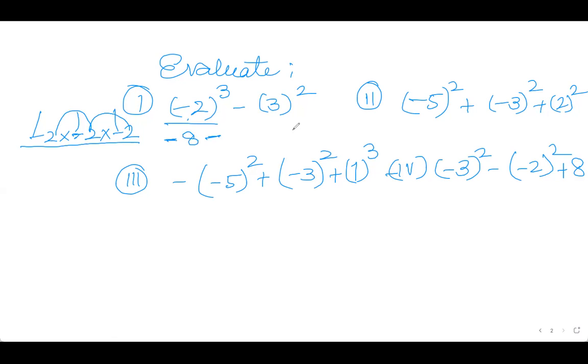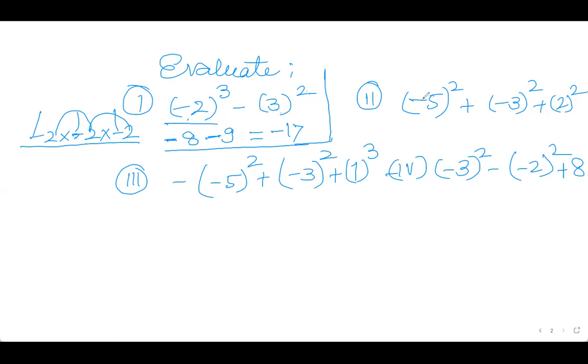Then put a minus here. This is a positive number, so there should be no negative. So 3 square is 9. And now according to integers, what should be the answer? Minus 9 minus 8. That is minus 17. So you must have very good practice over this expansion. Only then you can calculate those substitutions.